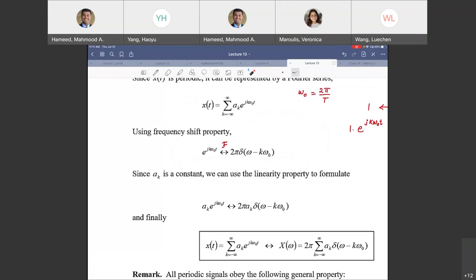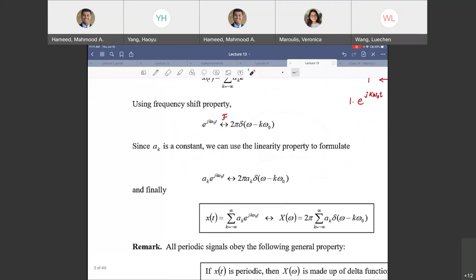Scalars getting multiplied. Ak is a scalar, is a constant. So you can use linearity property. You multiply ak on this side, you multiply ak on this side. So you get that. Then you can sum it up for all k, right? Once you multiply ak on both sides, you got this. Then you can add summation over here, you add summation over here, because you can use superposition.